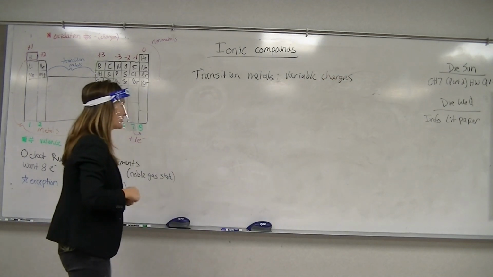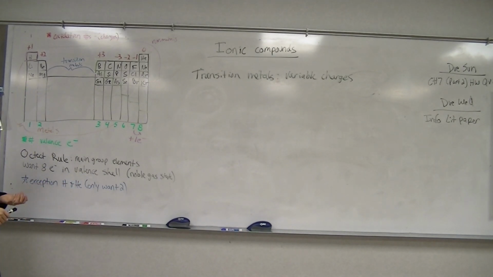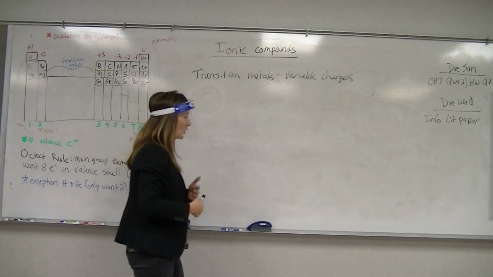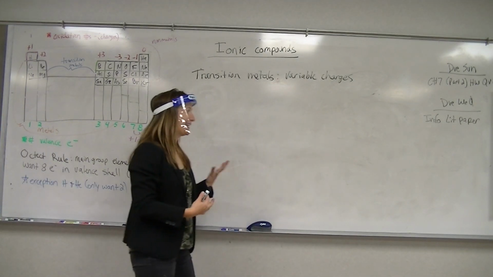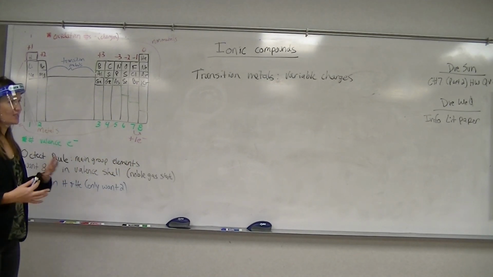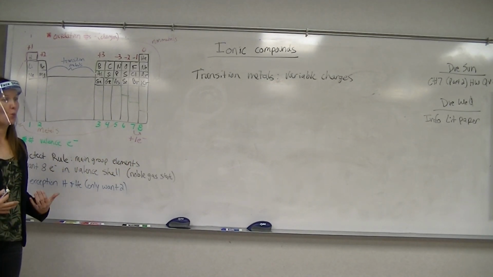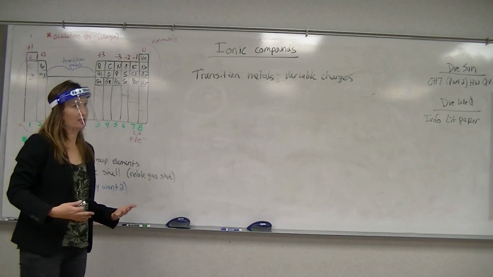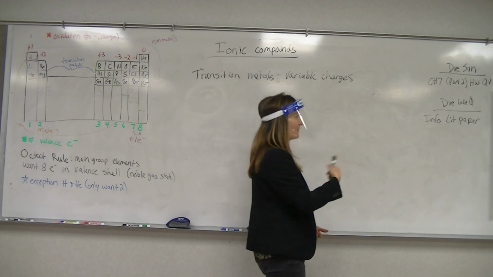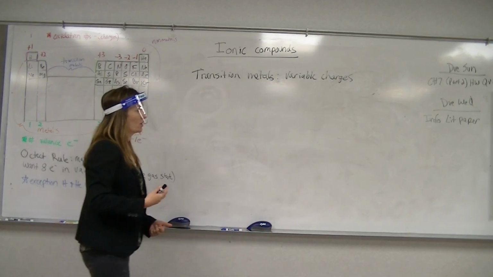And what variable charges means is that they can have more than one charge. Okay, so copper, for instance, is a transition metal. Copper can have a +1 charge or a +2 charge. Palladium can have a +2 or a +4. It just depends what element, and there's no way of knowing that unless you looked it up. You can't tell just by looking at the periodic table. This would be something you either would have to memorize or look up.